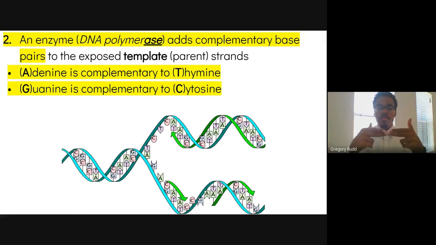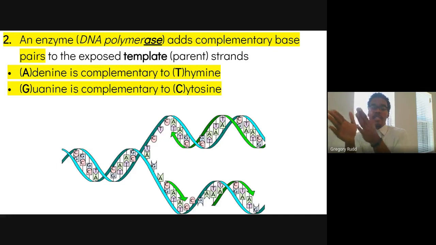They're matched up. Same thing with guanine and cytosine. Whenever I see a G, I need to add a C. Whenever I see a C, I need to add a G. That's what we mean by complementary. And this enzyme, DNA polymerase, is in charge of making sure that they get added in the proper places.